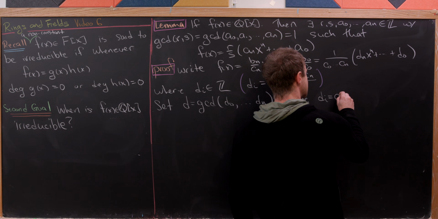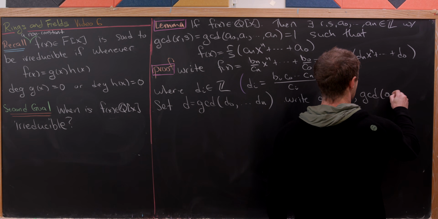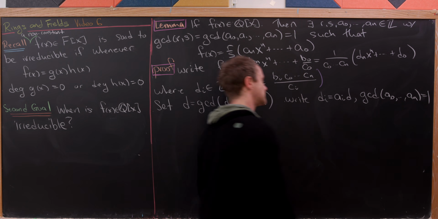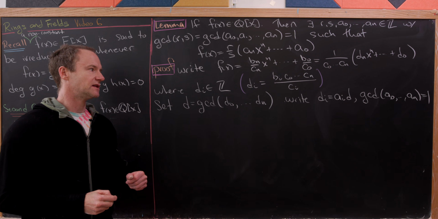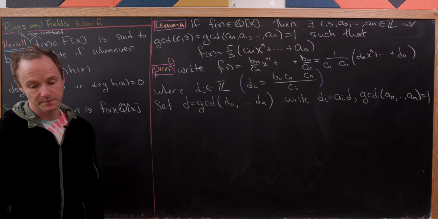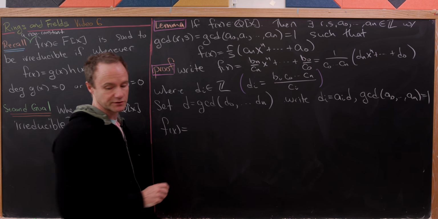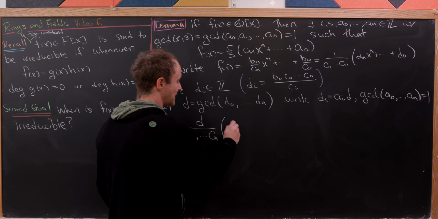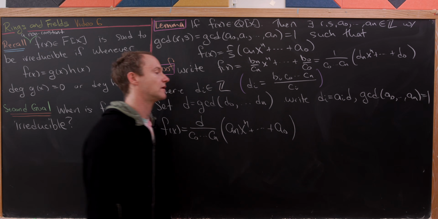write di as ai times d, where the GCD of all of these ai's is 1. So if you take a list of numbers and you factor out the GCD, then what's left over is relatively prime, kind of necessarily. Okay, but now let's write f of x as the following. So we'll have d over c0 up to cn, and then we'll have a sub n x to the n added all the way down to a sub 0.